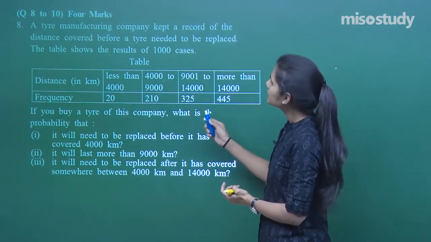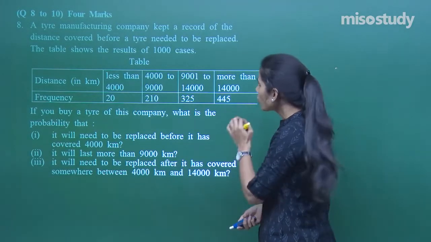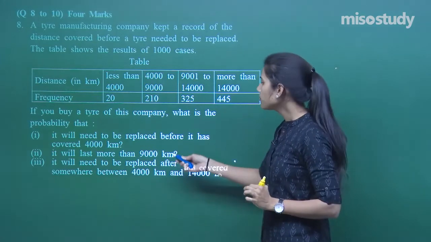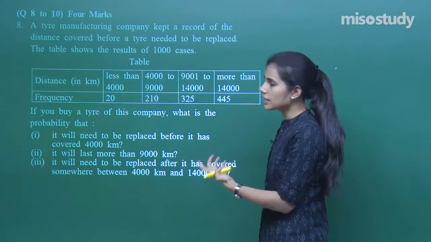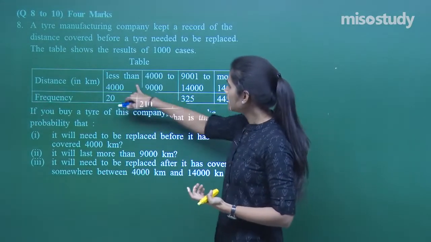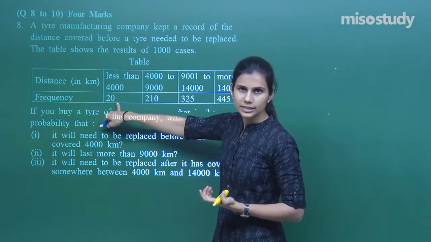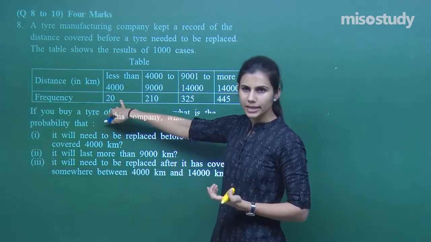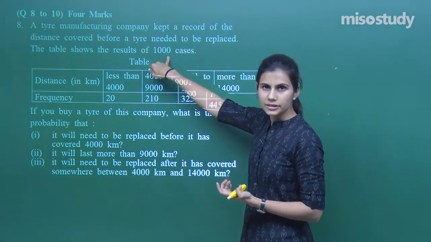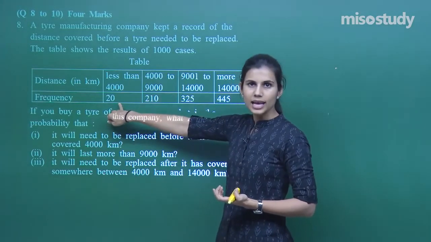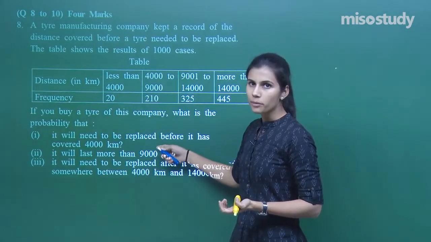Here the data is being collected of 1000 tires. Total 1000 tires are there. What is the probability that the tire will have to be replaced before it has covered 4000 kilometers? So if it has covered less than 4000 kilometers, then the data is 20. 20 tires had to be replaced when they had covered distance less than 4000. So out of 1000 tires, 20 tires had to be replaced before they had covered a distance of 4000. So what would be the probability then?